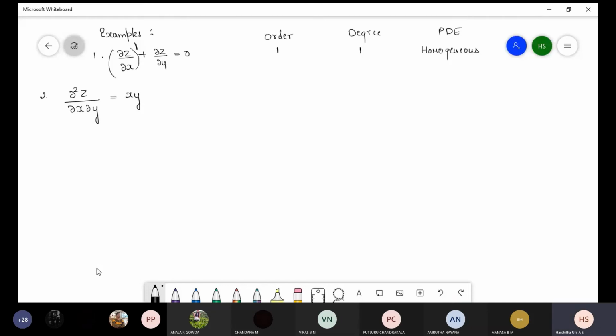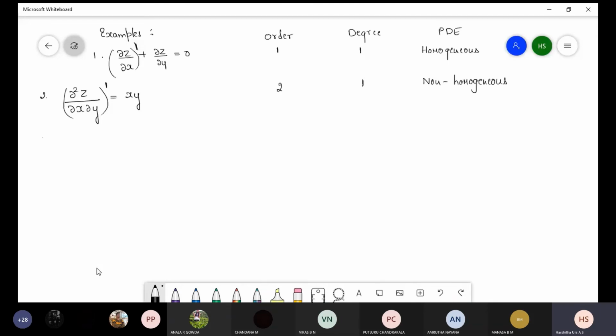Second order. What is the degree of this one? 1. Degree is 1. So whether it is a homogeneous or non-homogeneous? Non-homogeneous. Yes, non-homogeneous.